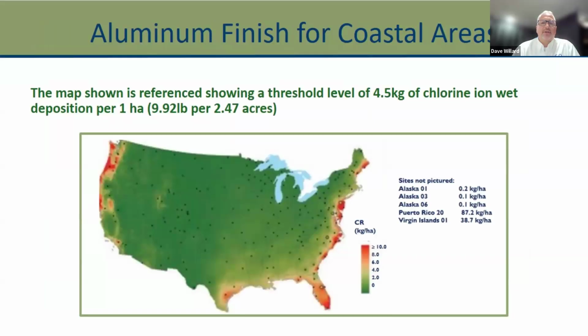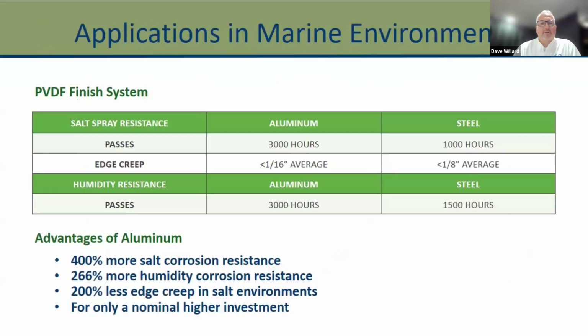those high chlorine ion deposits are going to be. And of course, it's all in those coastal environments. And as you can see, Florida is a hotbed for it. So anywhere you're along the coast, typically within a mile of the coast at least, you want to use that aluminum. We know aluminum is more resilient to salt spray.